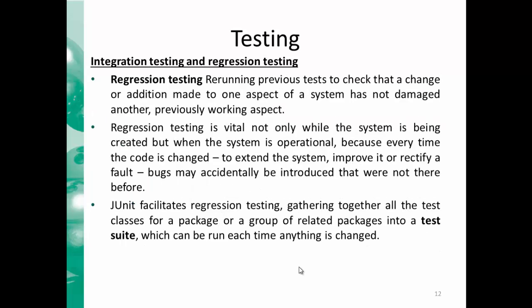That's why we need to do the regression testing to ensure that no damage or change has been made to previously working aspects. Regression testing is vital not only while the system is being created, but when the system is operational, because we continue changing the code, and we want to be sure that changing the code in one part of the system doesn't affect the other parts of the system. It's good news to know that JUnit facilitates regression testing also.